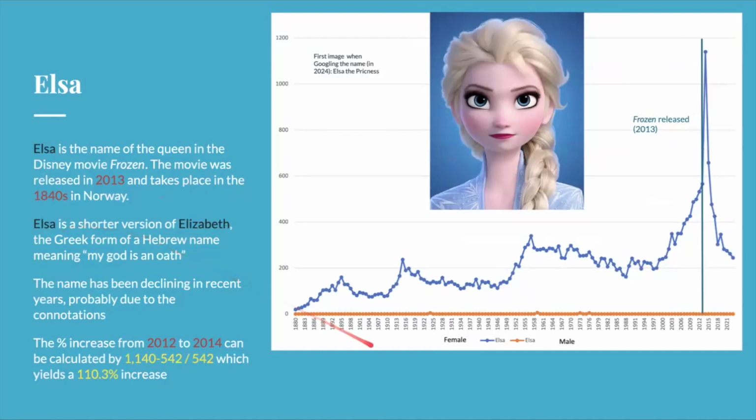Anyway, so the name has been declining in recent years, probably because this movie became so popular that the sole connotation of Elsa is, did they have a last name? This Elsa. And so the percent increase from 2012 to 2014 can be calculated to yield a 110.3% increase. I believe this movie came out towards the end of the year, so you have to look at the year after. But it declined immediately after that, but it did have a very large increase at first.